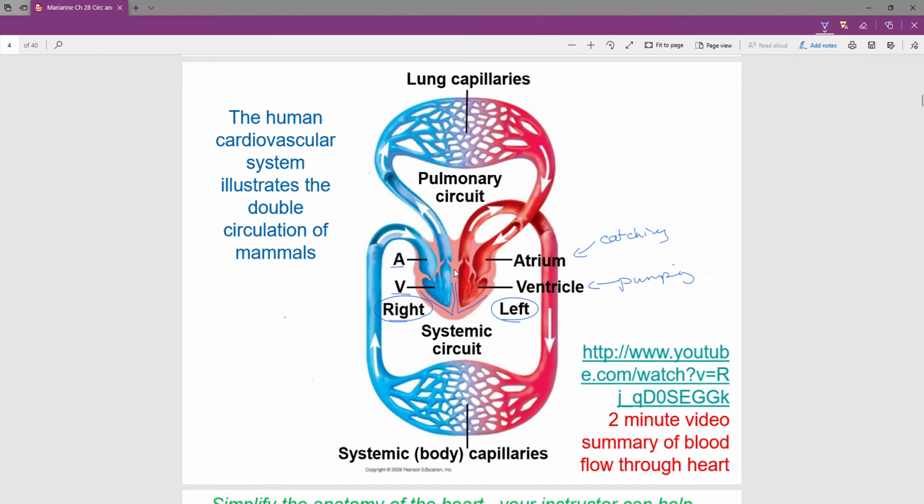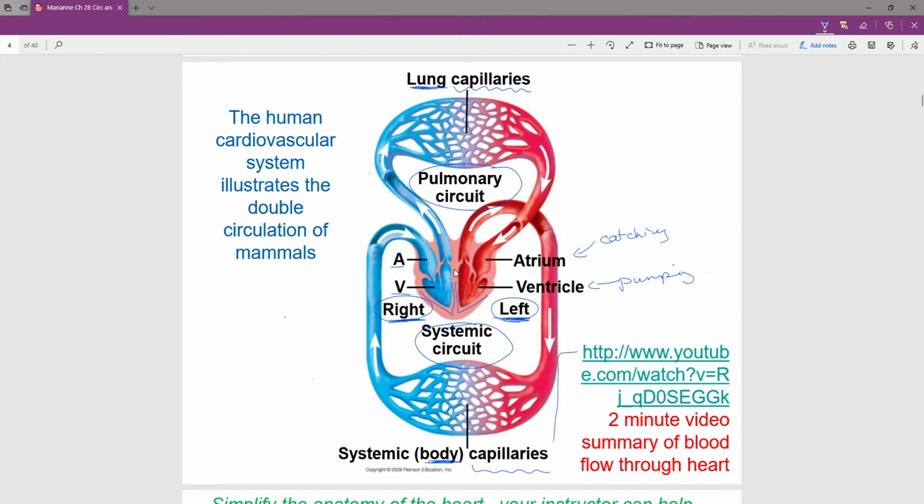We also had the two sides of the heart. So we have the pulmonary circuit going from the right-hand side of the heart out to the lungs, and we have capillaries at both ends of our two circuits. Blood comes back from the lungs, all freshly oxygenated, to the left-hand side of the heart, and then goes out in the systemic circuit to the body capillaries. The oxygen is stripped from the blood, and the carbon dioxide is put back into the blood, and it comes back to the right-hand side of the heart.